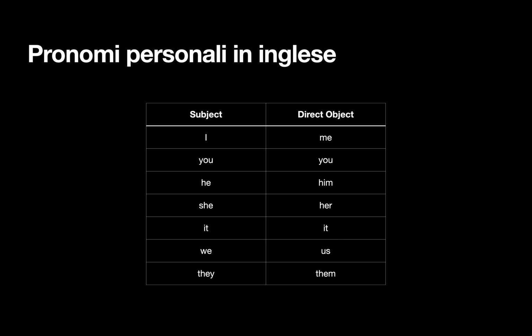You can see that a couple of these don't change, like you, which is both the subject and the direct object form. It is both the subject and the direct object form for it. But in other cases, these are different words, and you would not use I where you use me, and you would not use her where you use she, and so forth. So it's important to learn what the differences are here. If this is confusing for you, there is a really excellent book called English Grammar for Students of Italian that I encourage you to check out.